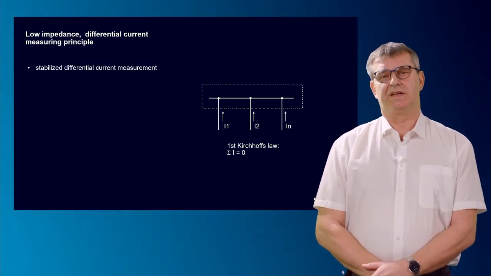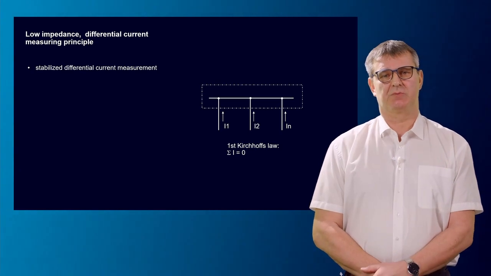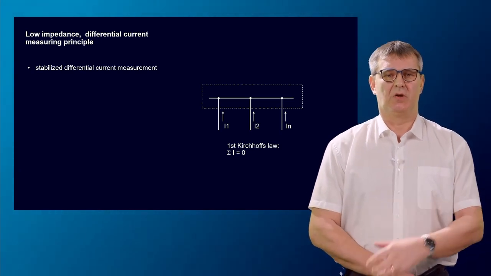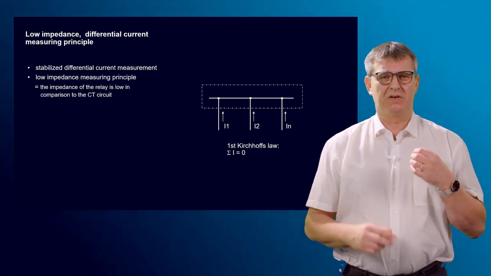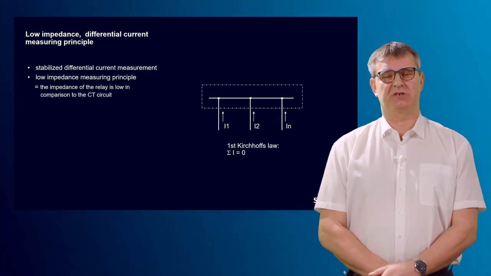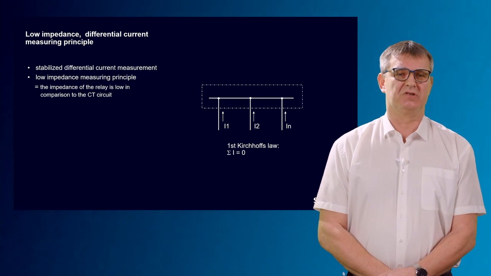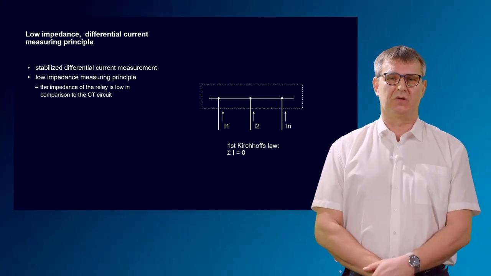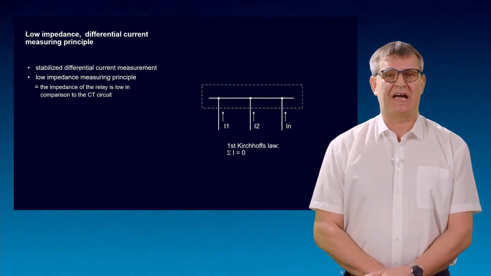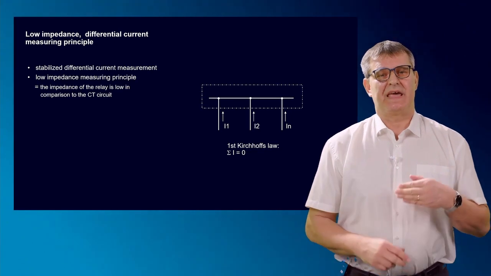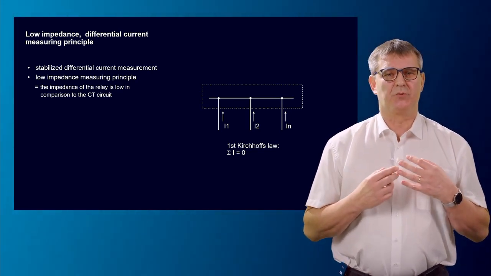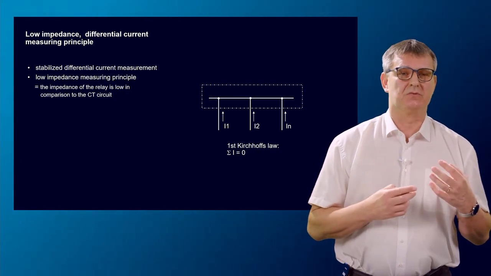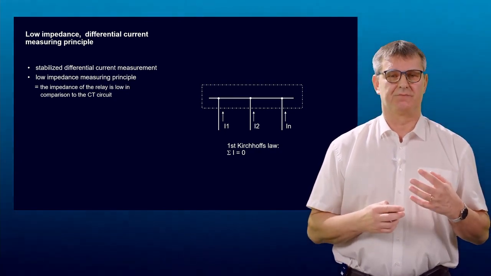It is a stabilized differential current measurement system. We will learn what this stabilizing means. And we call it low impedance busbar protection. That's very important to know, in contrast to the also quite famous high impedance busbar protection, as in this principle the impedance of the relay is low in comparison to the CT circuit.